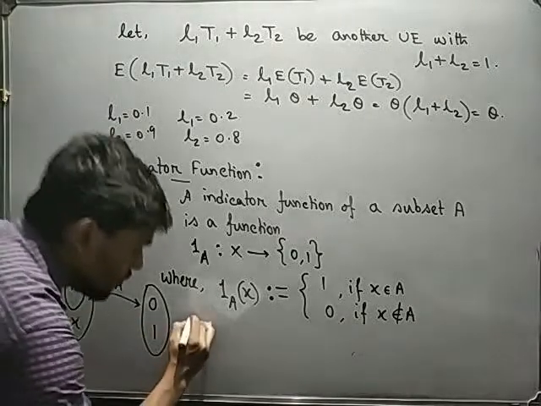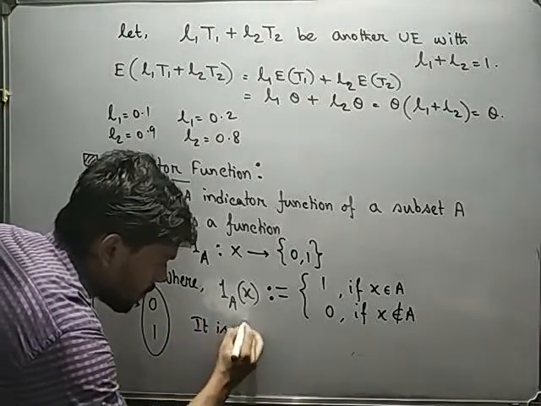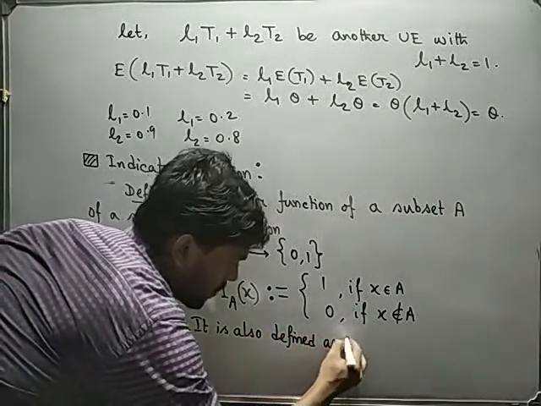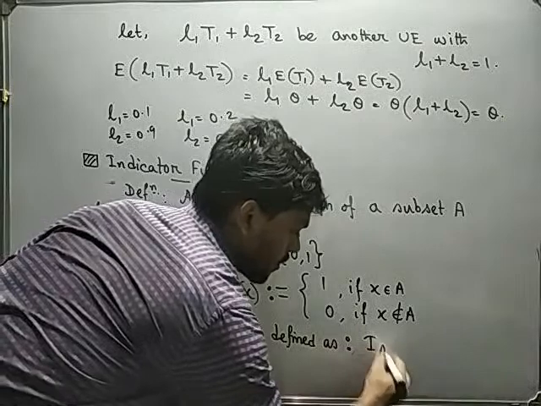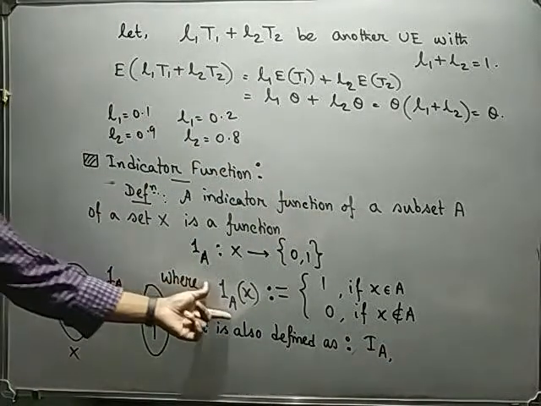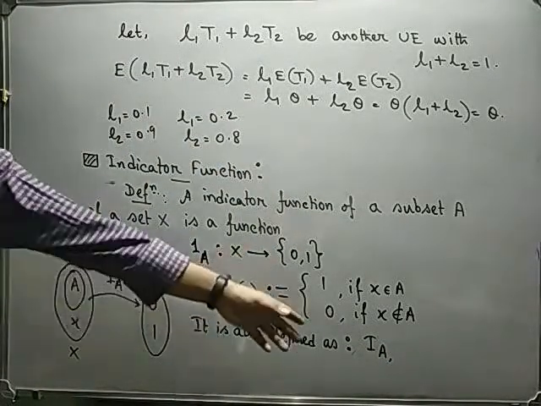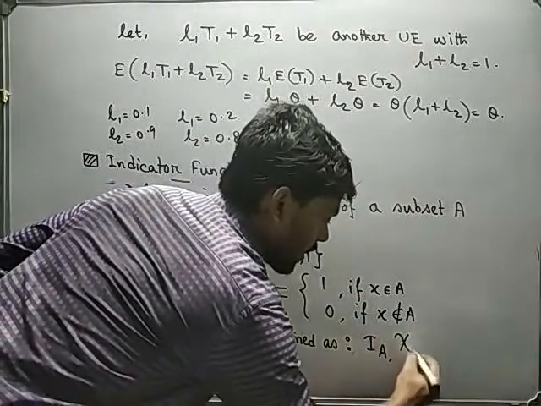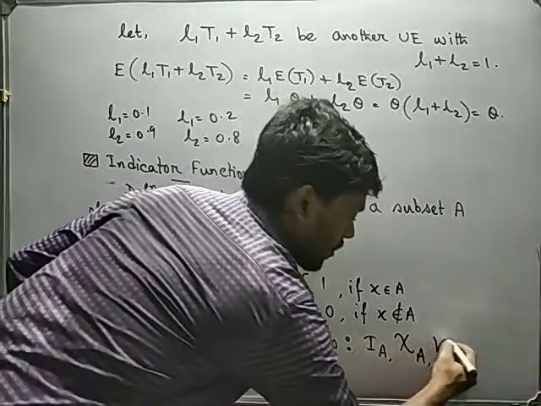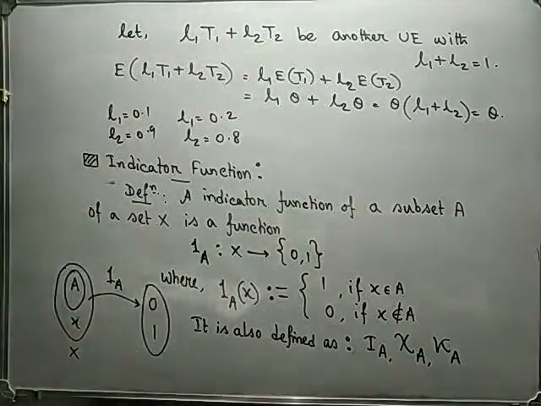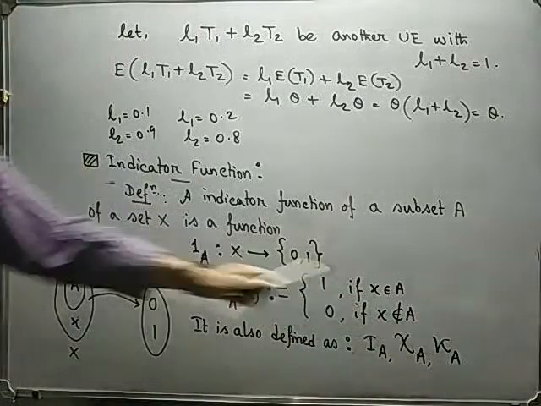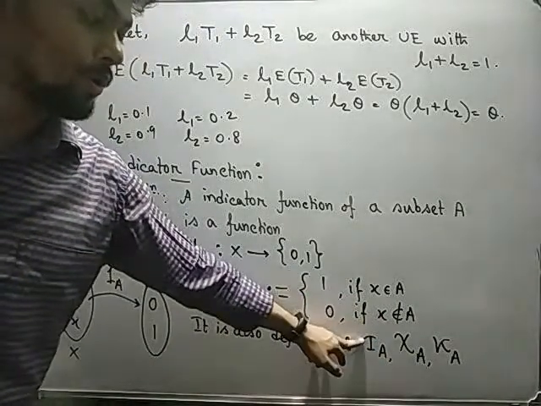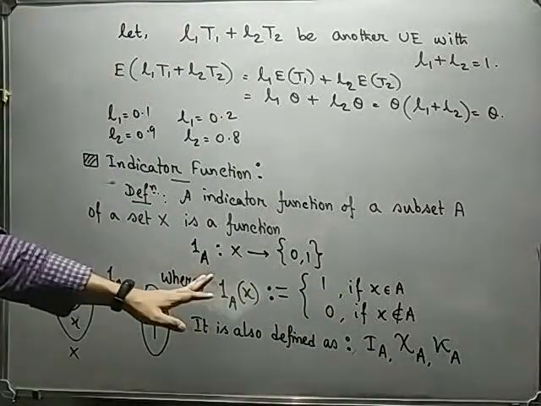It is also denoted as I suffix A. So 1 suffix A, or similarly I suffix A, or chi suffix A, or you can denote it by kappa, so kappa suffix A. But most of the time, we will denote this by IA or 1A.